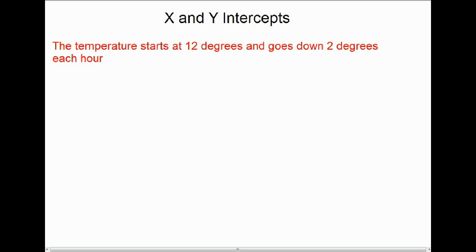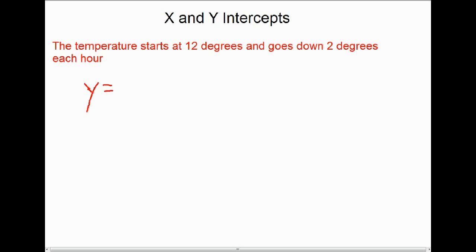So here I've written an example of a linear relation on the board where the temperature starts at 12 degrees and goes down 2 degrees each hour. So at this point, hopefully we're able to come up with the equation for that pretty quickly. What we're calculating here is what temperature it is. So y is going to represent the temperature. X is going to represent the number of hours.